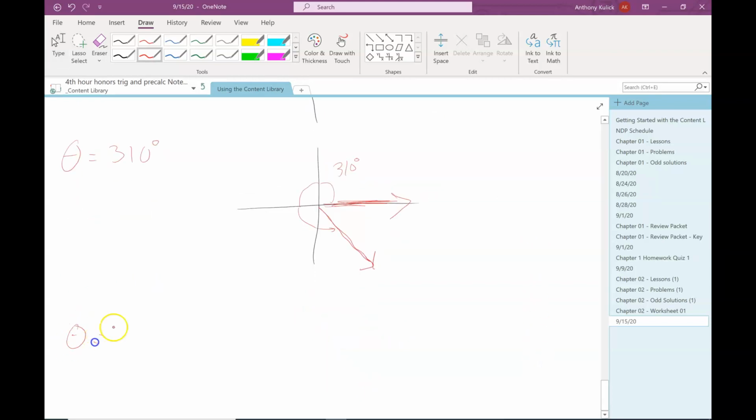What if we wanted to do 670 degrees? Well, we start the same way. Our initial side is on the positive x-axis. So 90, 180, 270, 360, 450, 540, 630, and then 40 more is right here.